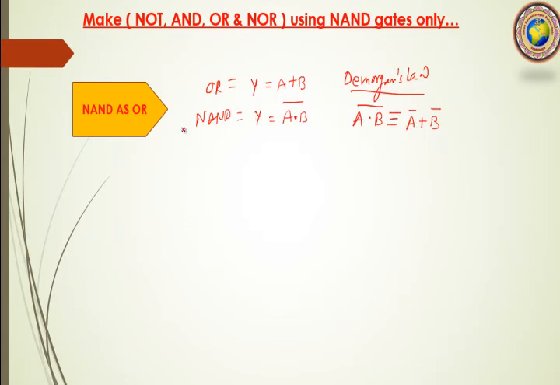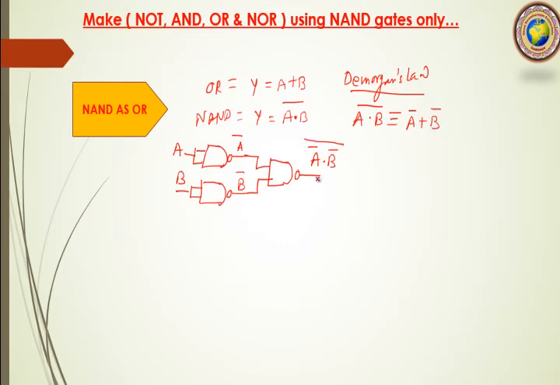For that, because we require A bar and B bar, take the first input using a NAND gate here. I apply A, and the output is A bar. So NAND as a NOT is what I implied here. The same way I take a second input and convert it into B bar form. Now we give these two to another NAND gate. We are using only NAND gates here. So what happens here? A bar dot B bar and whole bar.